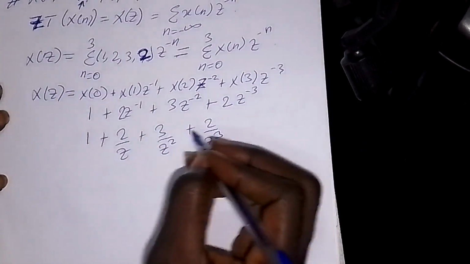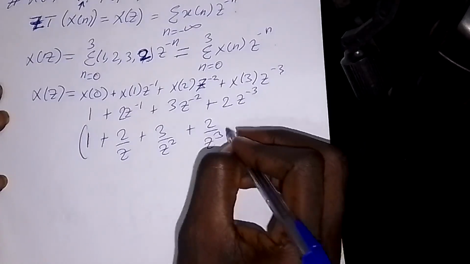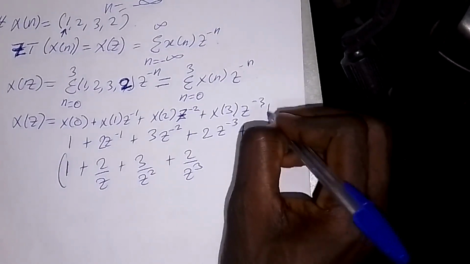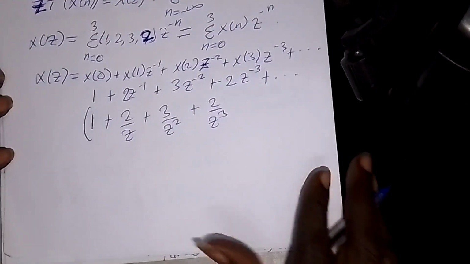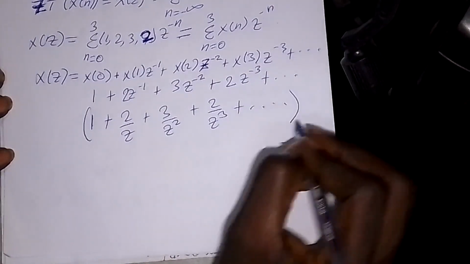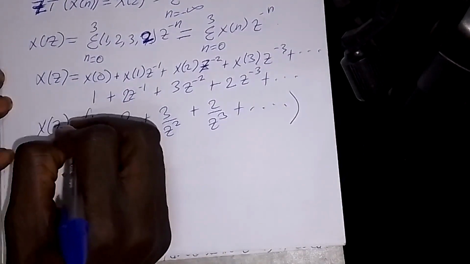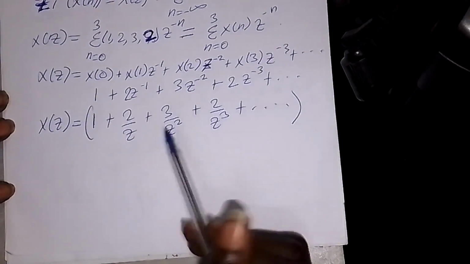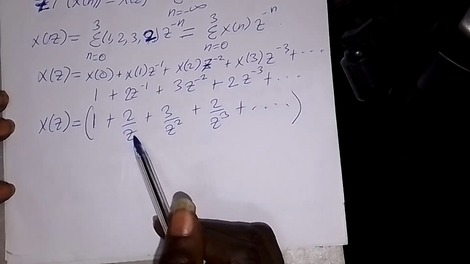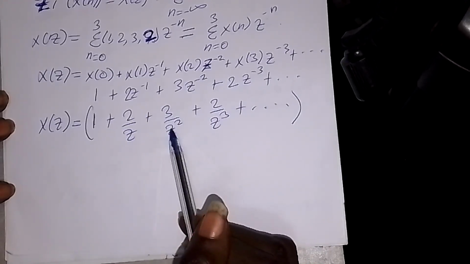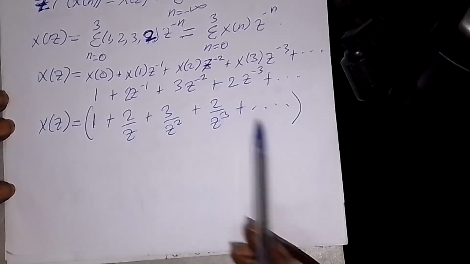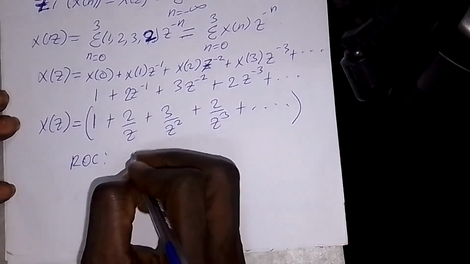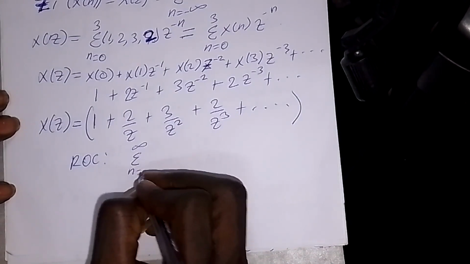So now what is our ROC? But mind you, we can say that it actually goes on and on and on. So plus on and on, it goes on. So this is my x of z, but I have to find my ROC. My ROC is where the summation will converge. But if I divide 2 by 0, I'll get infinity, 3 by 0, infinity, 2 by 0, infinity.